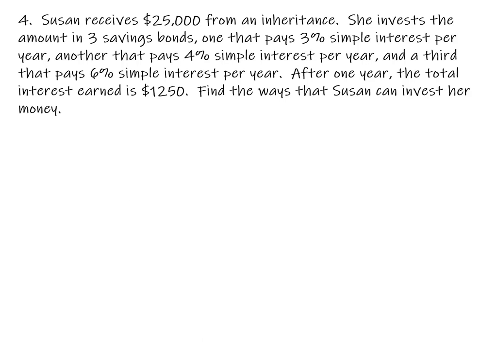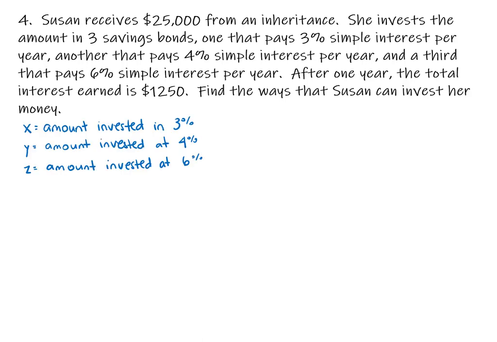And it says, find the ways that Susan can invest her money. And so we want to find where we're going to put the $25,000 that she has inherited. And so we have 3 different savings funds, and we want to figure out how to put money into those savings funds. So the first thing we have to do is label our variables, x, y, and z. And each of those variables will stand for how much is invested in each of the savings funds, so at different percentages.